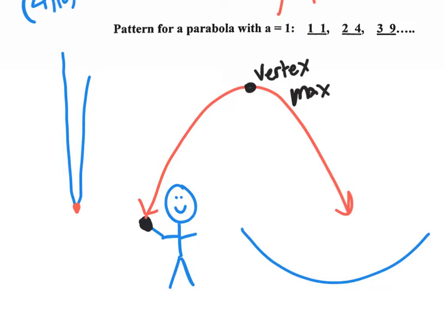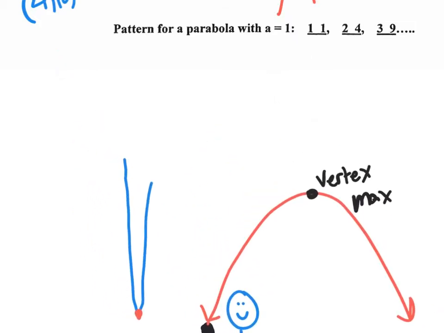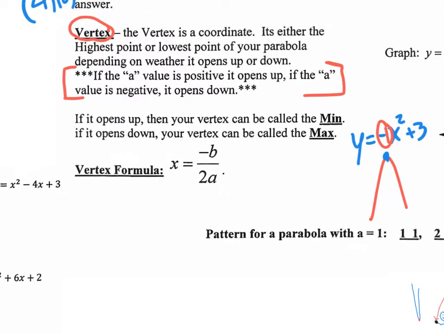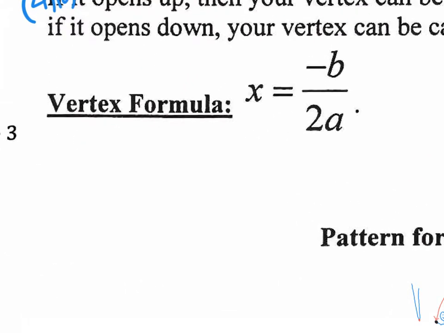Because if the A value is positive, it opens up. If the A value is negative, it opens down. And if you know that it opens up or down, you'll know if you have a minimum or a maximum value. Okay, so that's good to know, but what we really need to mathematically calculate is how to find the location of that vertex, okay?